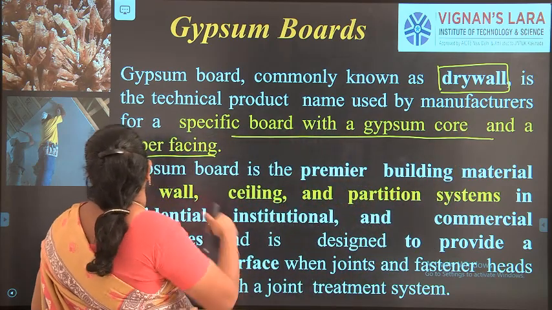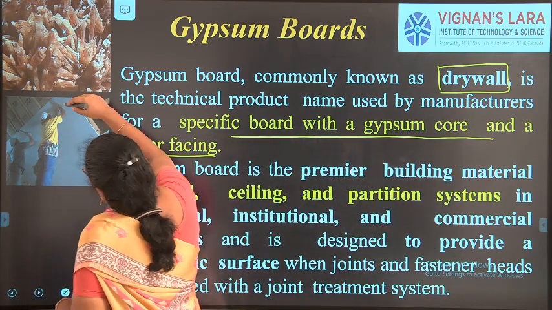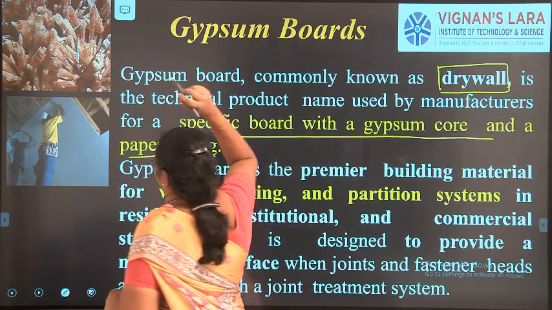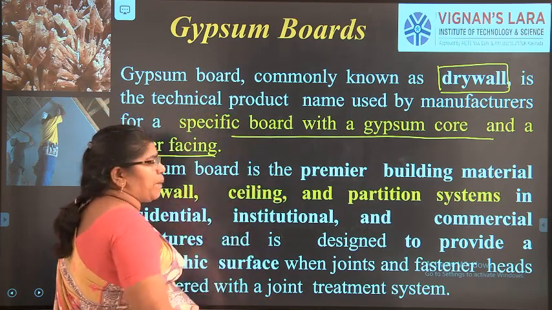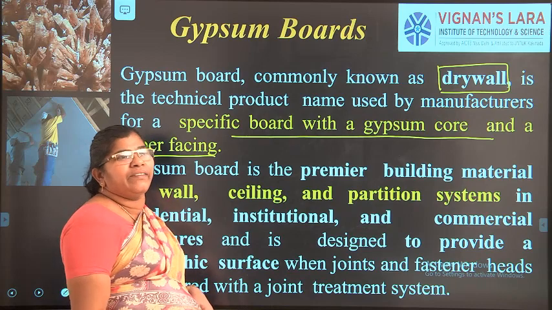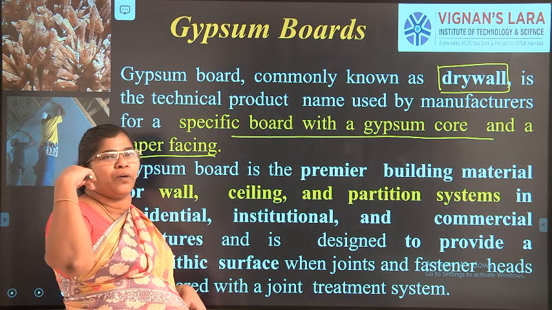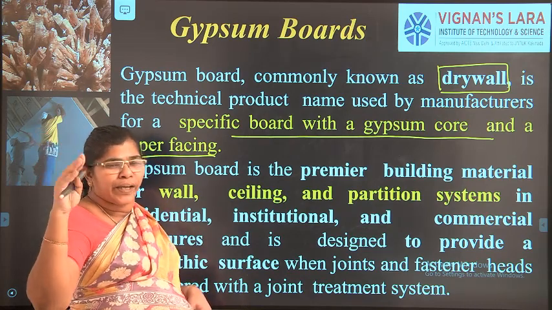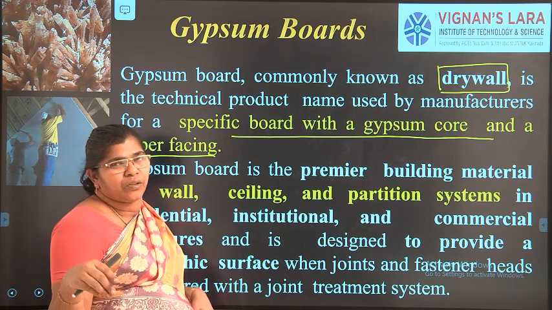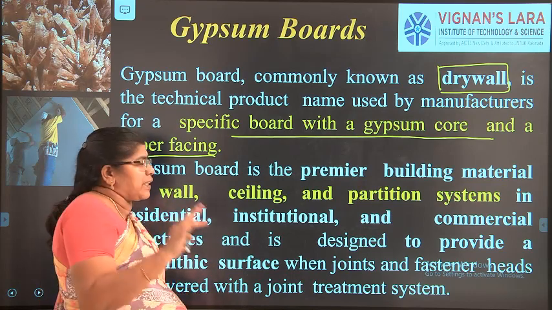It will have a gypsum core and it will have a paper facing on the outside. We call it a gypsum board, and it is a premier building material nowadays. We have a false ceiling with the gypsum board, through which all the wires and other things are passed, and nothing will be seen outside.